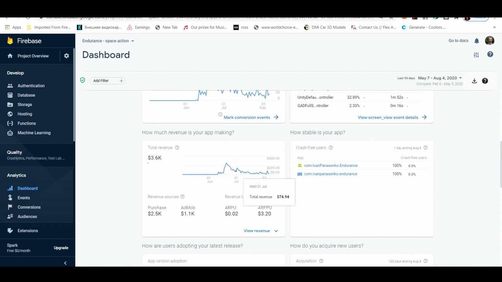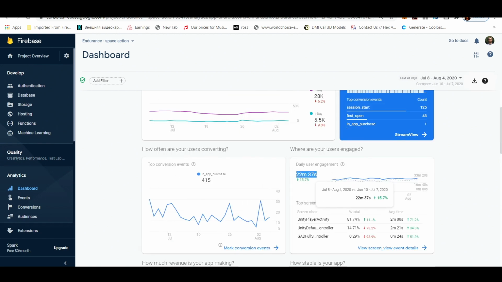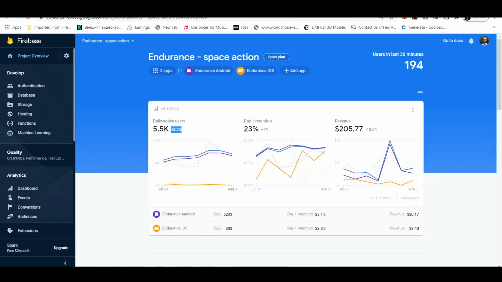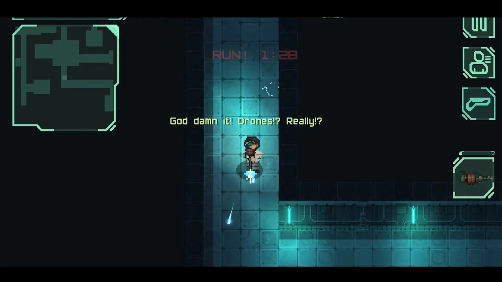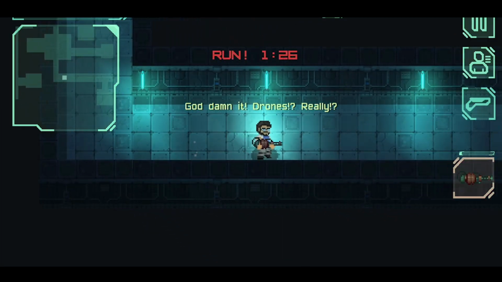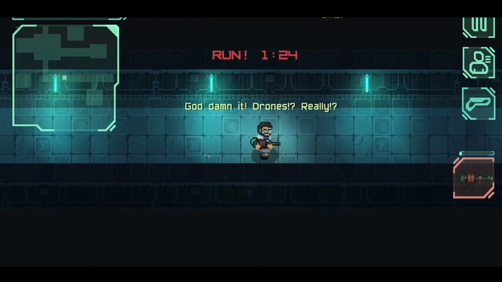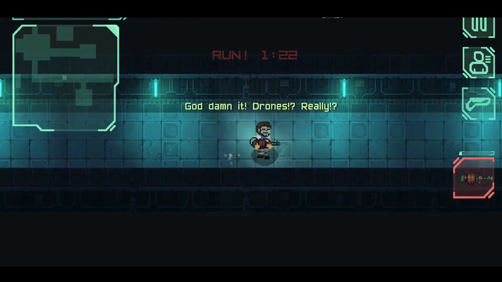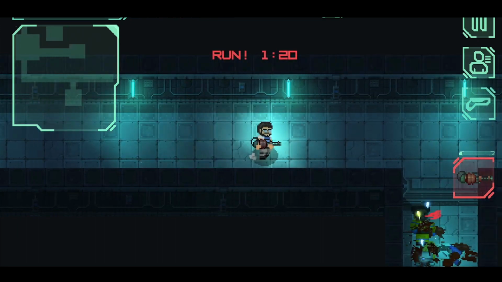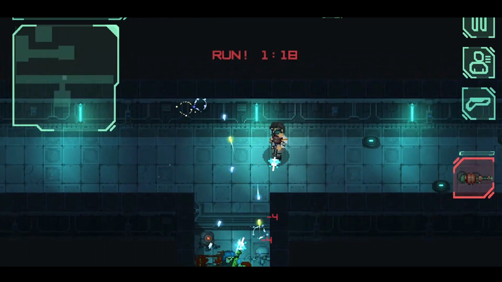Now a bit about more boring but still important metrics. Average play duration of my game is 22 minutes per day. Average daily active users is around 5,000 players. And day 1 retention is 22%, day 7 is 2%, and day 30 is 0%. My game is linear, and after you finish the campaign you won't come back to it, and you can finish it in 4 or 5 hours. So no wonder day 30 is 0%.